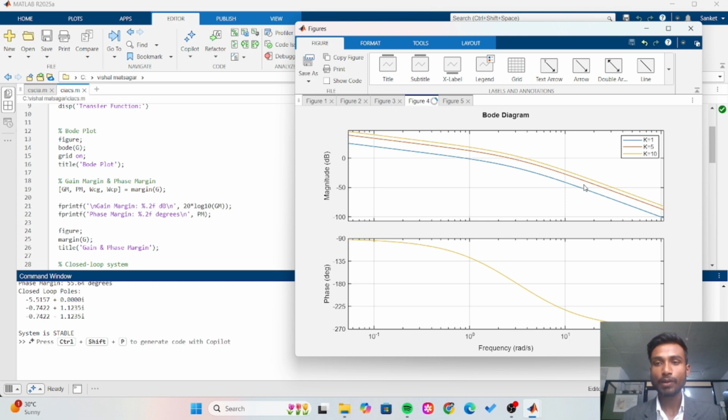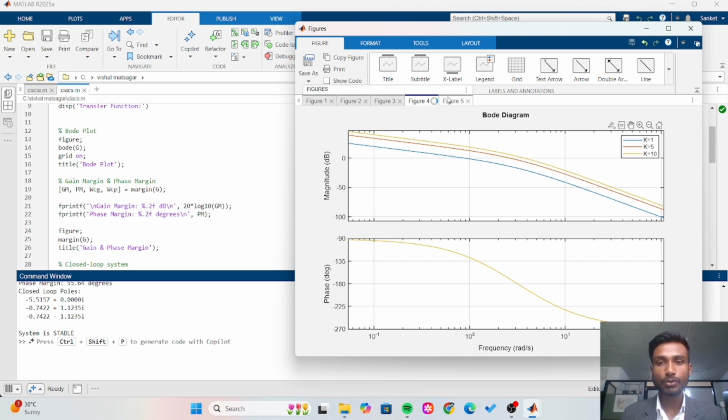Actually, the effect of gain on the step response: where K = 1, it shows a slow response but no overshoot. When K = 5, it shows a faster response and small overshoot. When K = 10, it shows a very fast response and higher overshoot.